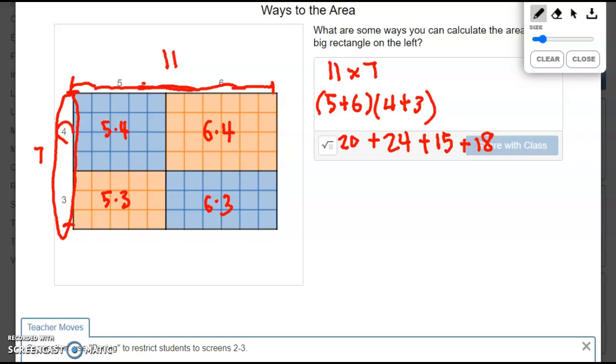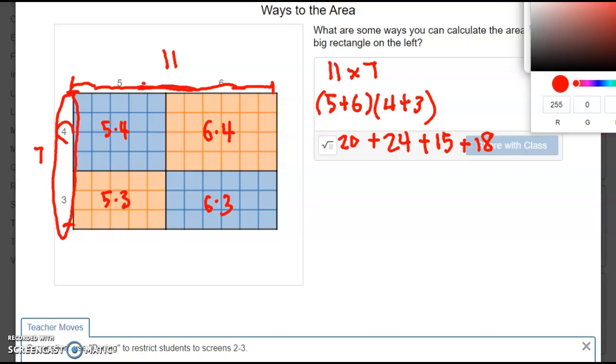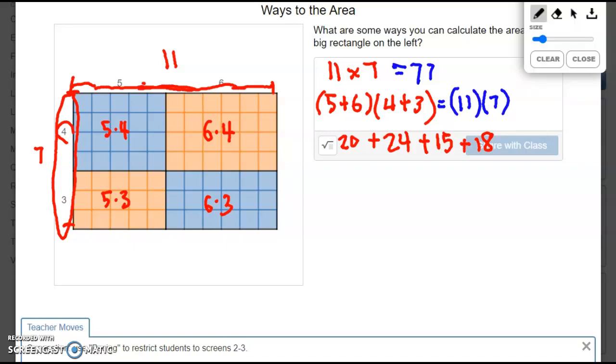Well, let's see. 11 times 7, what is 11 times 7? It is 77. Okay, what's 5 plus 6? 5 plus 6 is the same as 11, and 4 plus 3 is the same as 7. So it's basically exactly the same thing that we did here. So it's going to be 77 here as well. Okay, now the question is, is this going to be the same as 77?